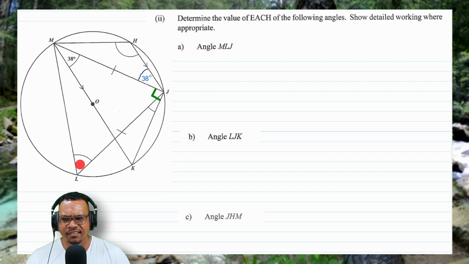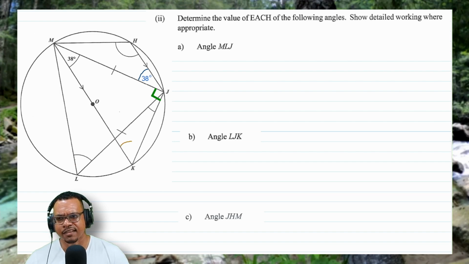Now, this angle here stands on the same arc or chord as this angle right here. So I'll just highlight this angle right here. Notice the arms of this angle are standing on this line here, M to J. And the arms of this angle that we want to find are standing on the same line, M to J. So these two angles stand on the same chord. Therefore, these two angles are equal.